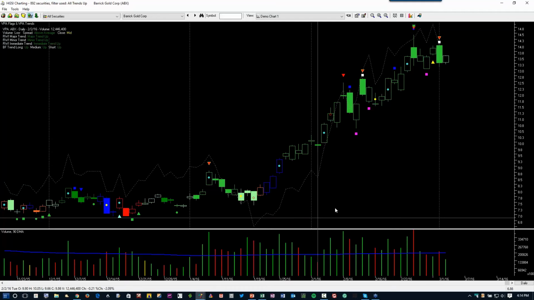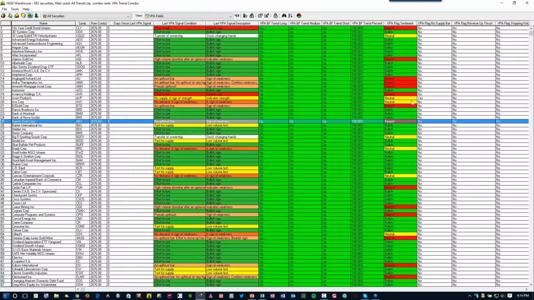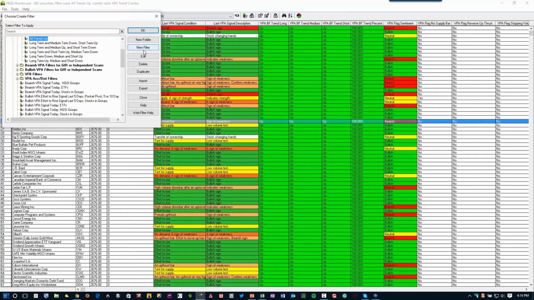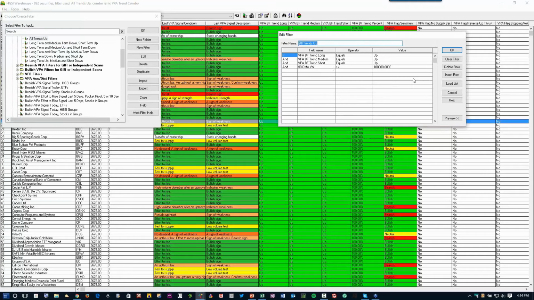Anyway, getting back to this, let's go back and look for something else here. As you can see, all of these are bullish, because let me just show you the filter. I'm going to edit the filter. What I did here is you have the ability to go in and make your own filters. I have most of them in there if you just look through the files, but I wanted the VPA best fit trend long, medium, and short all up.